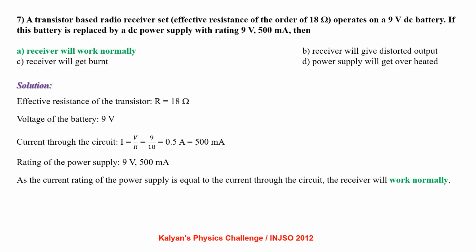Voltage of the battery is 9 volt. Current through the circuit is 500 milliampere. Rating of the power supply is 9 volt 500 milliampere. As the current rating of the power supply is equal to the current through the circuit, the receiver will work normally.